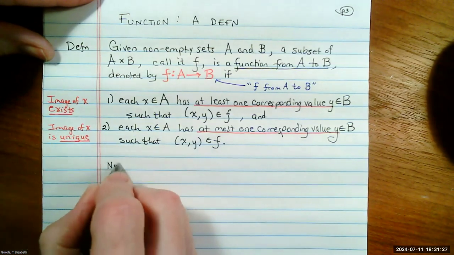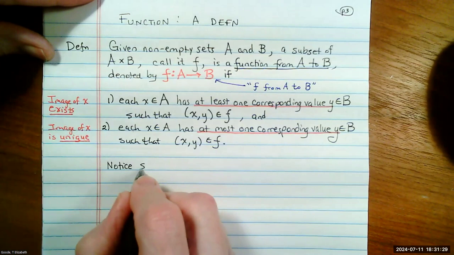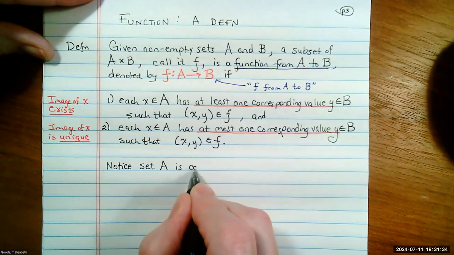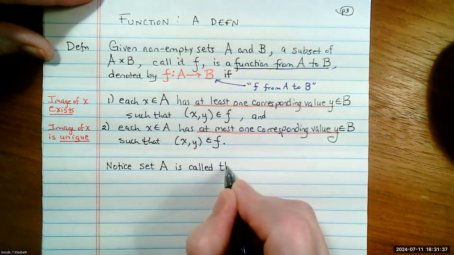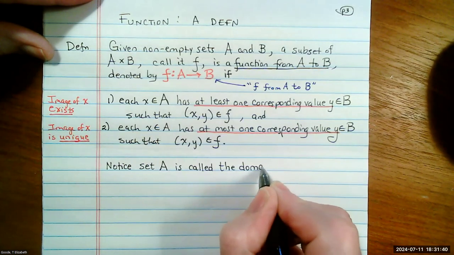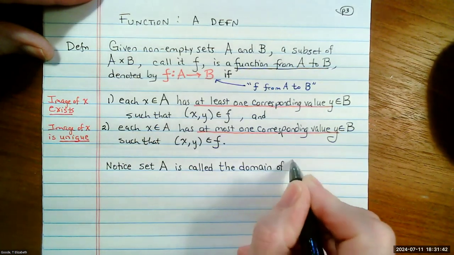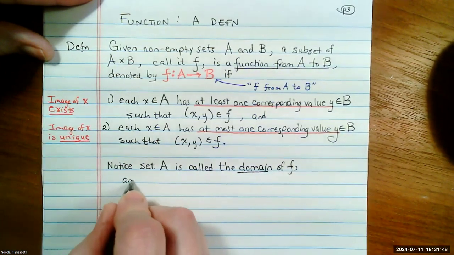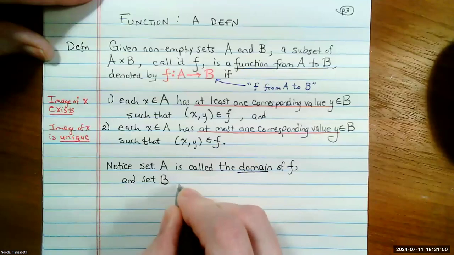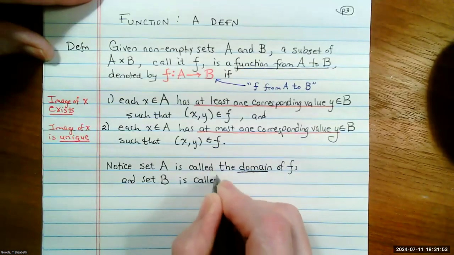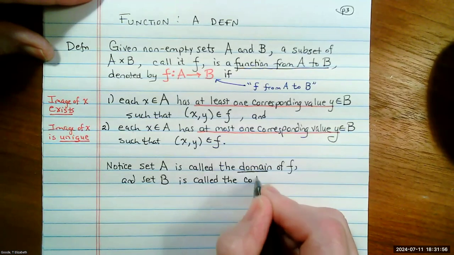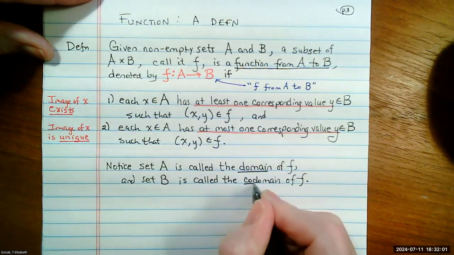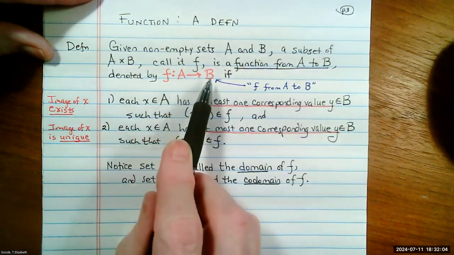Now notice set A, this is a function from A to B, is called the domain of F. So we're going to get a little bit more bang for our definition buck here. A is called the domain of F. And set B is called the codomain, not the range, folks. The range is something else. B is the codomain of F. So the domain, the codomain.